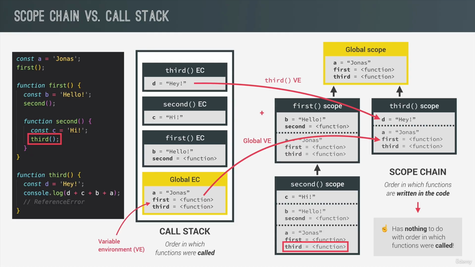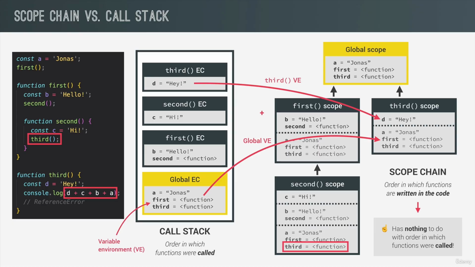Great, so what happens in this third function? Well, we're trying to access variables b, c, d, and a here. D is no problem because it's right there in the third function scope. So that one is easy. Then variable c is not in a local scope, and so JavaScript needs to do a variable lookup. So it looks up in the scope chain, looking for variable c, but it's not there.